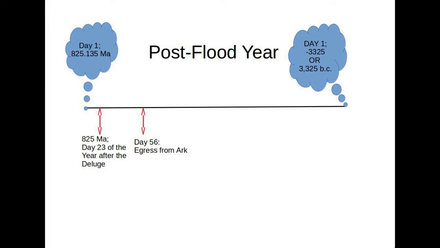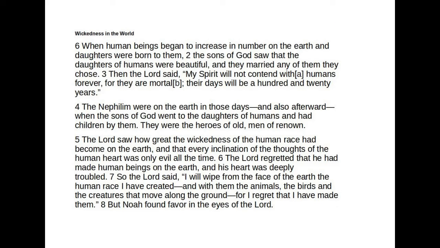T column 1 equals 940 million years ago, and coordinates with column 4 -3380.5 orbital years ago. T column 1 equals 825 million years ago, and coordinates with column 4 -3325.9 orbital years ago, day 23 of year after deluge, or T column 1 equals 825.135 million years ago coordinates with column 4 -3326 orbital years ago, day 1 of year after deluge, that is, its start of year.